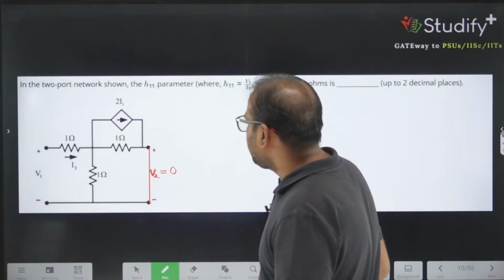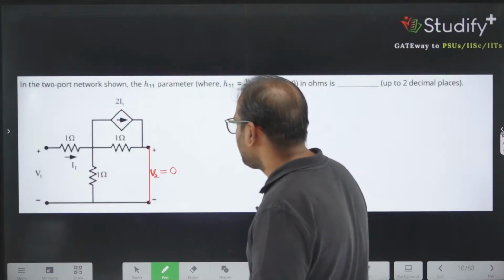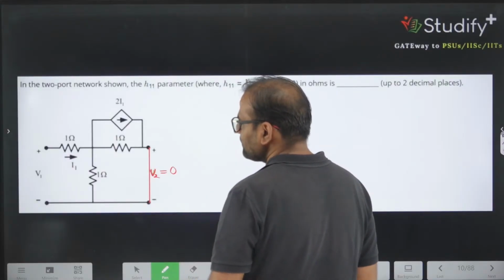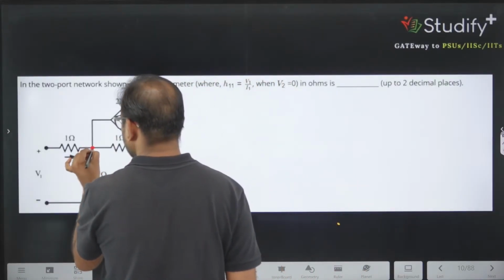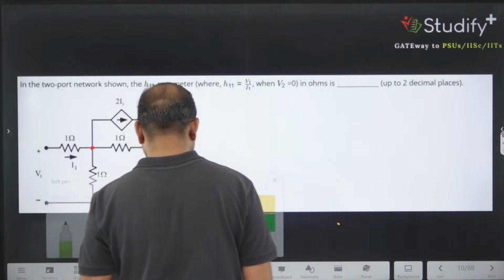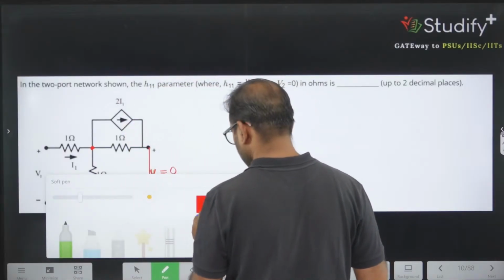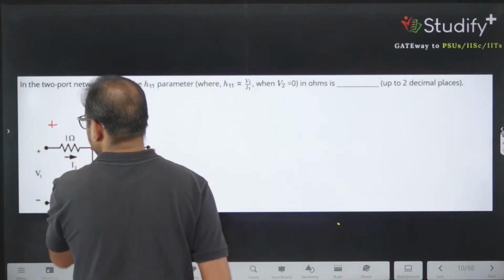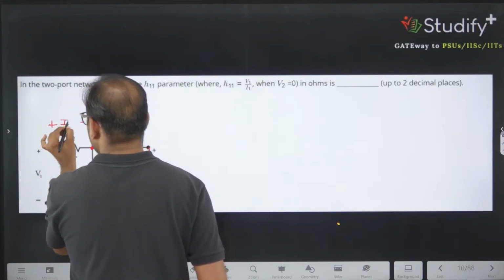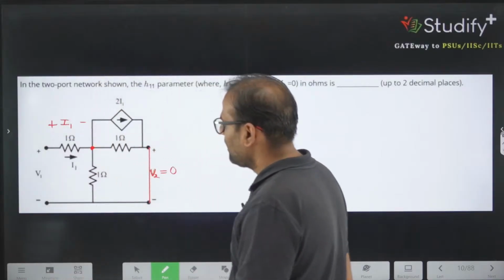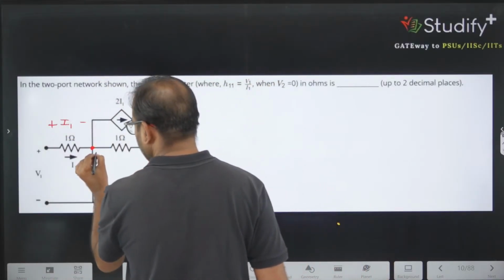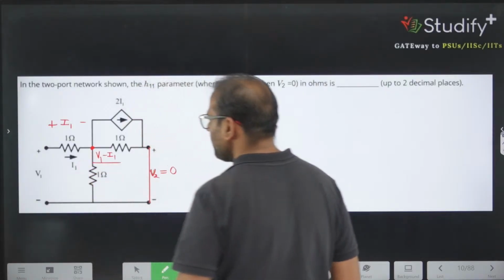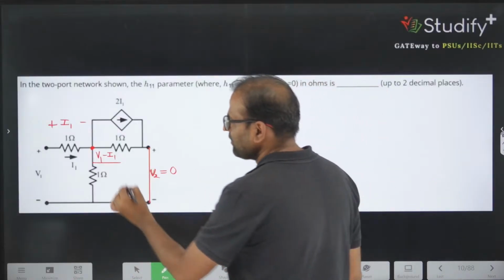Now we want the ratio for H11, V1 and I1. Let's apply KCL here. If I say this current is I1, what is the potential drop here? I1 into 1 is I1. So what is the potential of this point? V1 minus I1. Let's say this point is Vx.